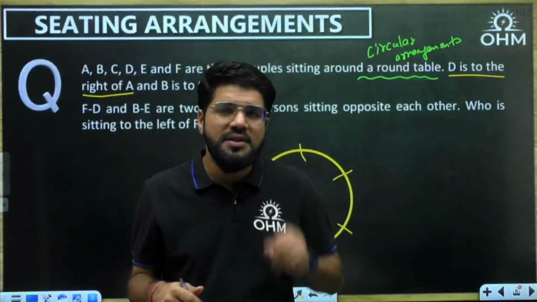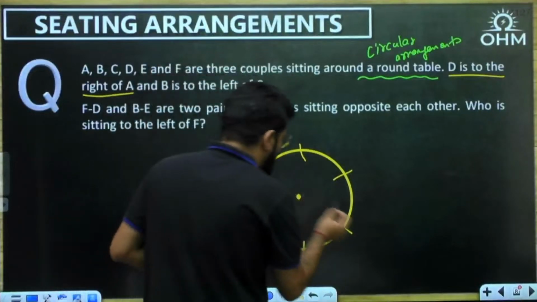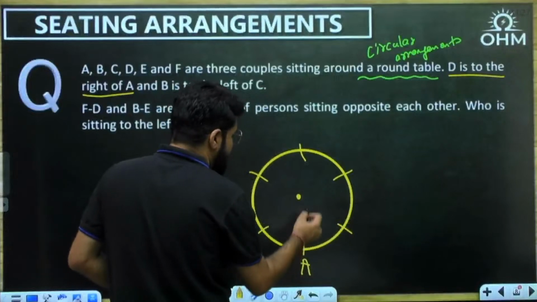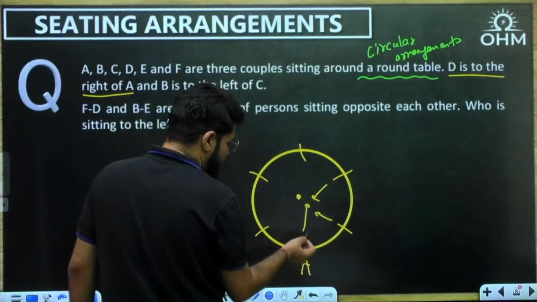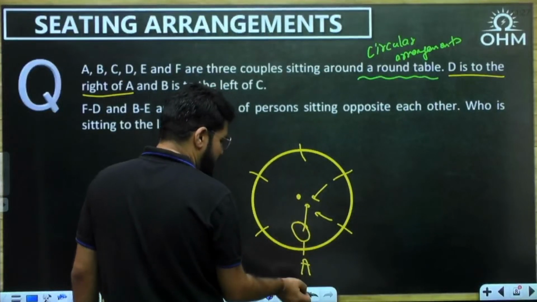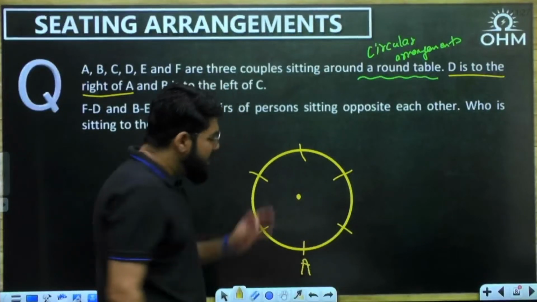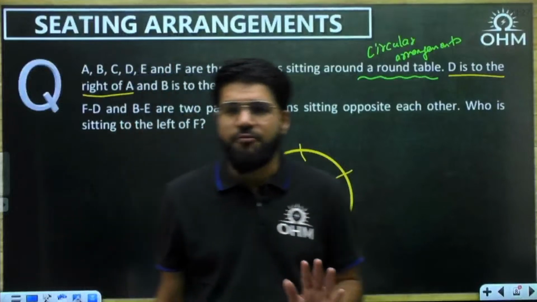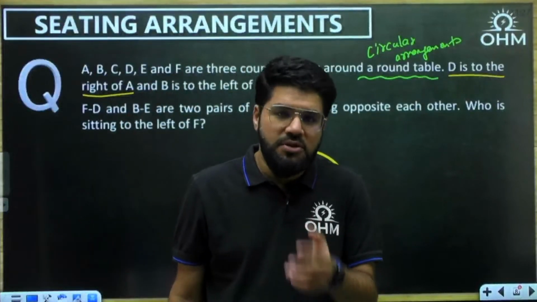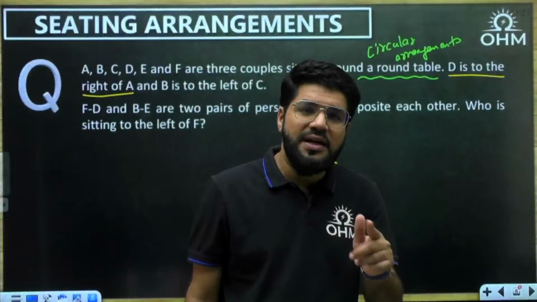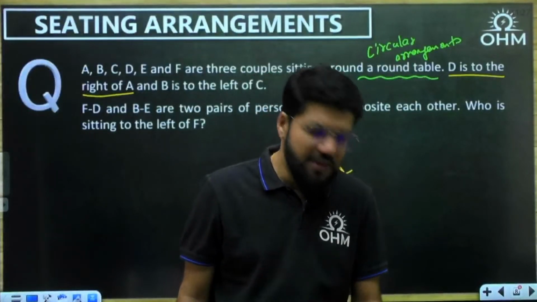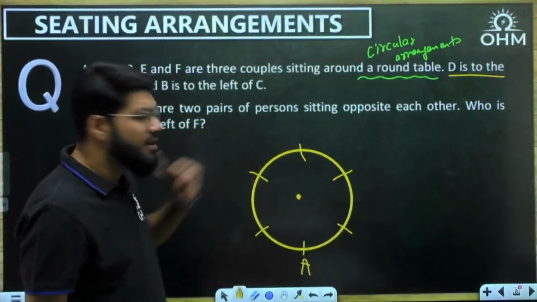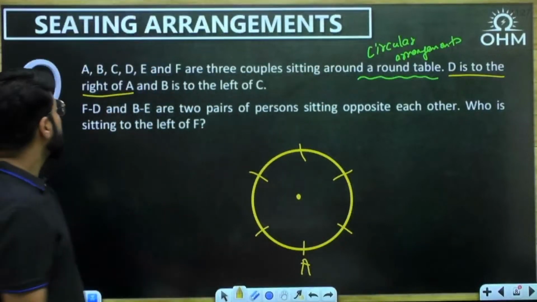Whether to eat food or to do discussion, they should be looking towards each other. Even if they are having food, food is served here, so everybody is facing the center. If not mentioned, they are facing center by default logic. Sometimes to make the question twisted, they can mention facing outside. But normally nothing mentioned means they are all facing inside, towards the center.